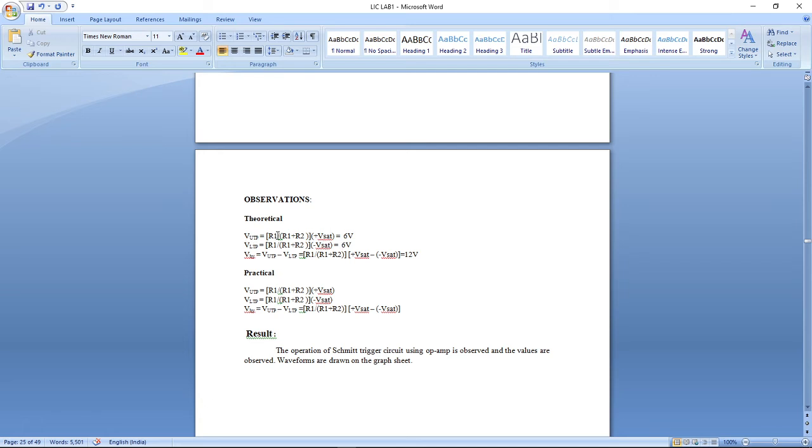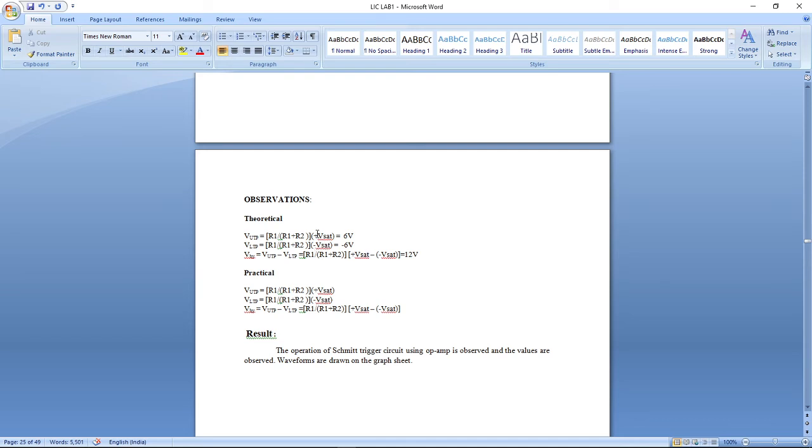Then 10 kilo ohm by 10 kilo ohm plus 10 kilo ohm, that is 10 by 20 kilo ohm, which resembles 1 by 2 into 12 volts, which is 6 volts. And similarly 1 by 2 into minus 12 volts gives minus 6 volts. Okay, this will be the resulting UTP and LTP.